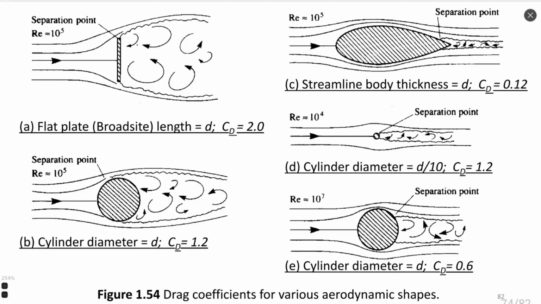Probably it would be better if I turn off the camera, so it would improve the quality of the video. So CD in general is D divided by Q infinity S, right? Where D is drag, Q infinity is the dynamic pressure, S is the reference area. In case of a plate, it will be the size of the plate. In case of a cylinder, it will be the diameter of the cylinder.